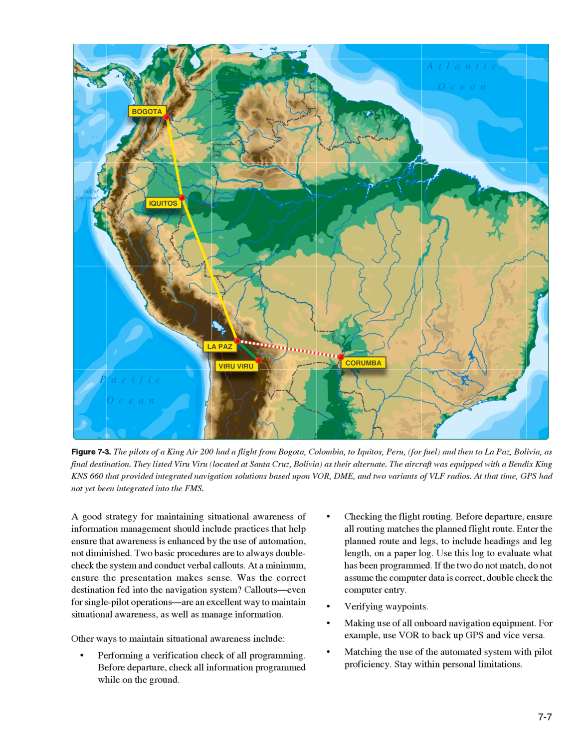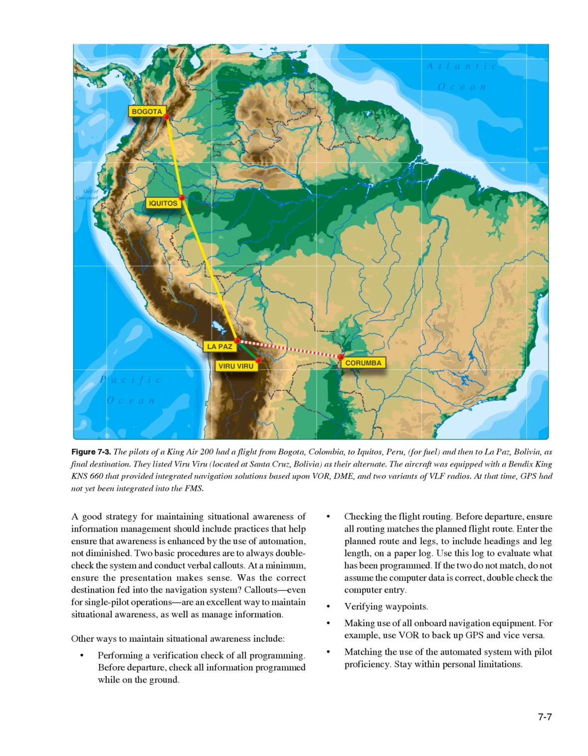A good strategy for maintaining situational awareness of information management should include practices that help ensure that awareness is enhanced by the use of automation, not diminished. Two basic procedures are to always double-check the system and conduct verbal callouts. At a minimum, ensure the presentation makes sense. Was the correct destination fed into the navigation system? Callouts, even for single pilot operations, are an excellent way to maintain situational awareness, as well as manage information.